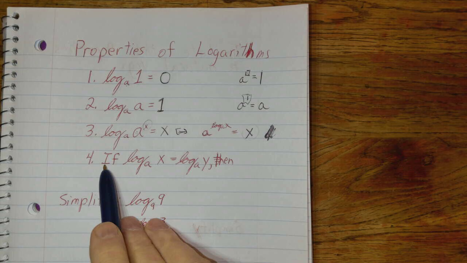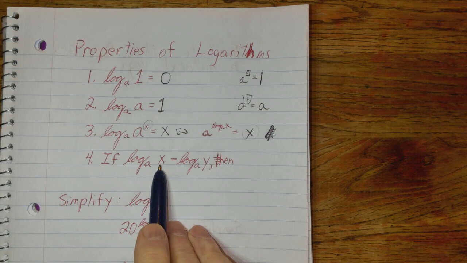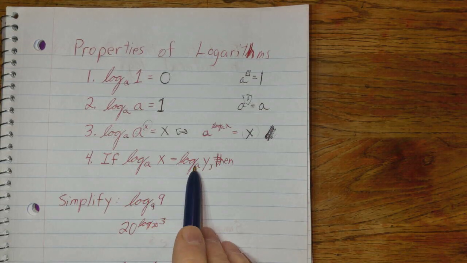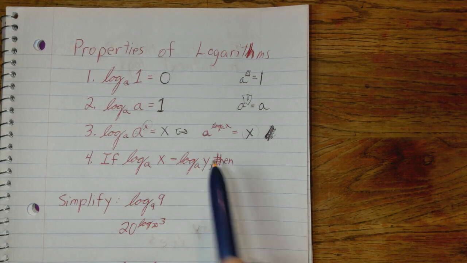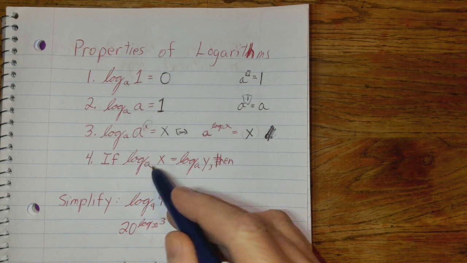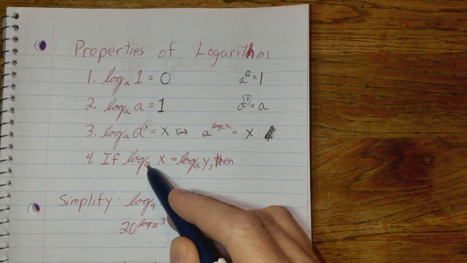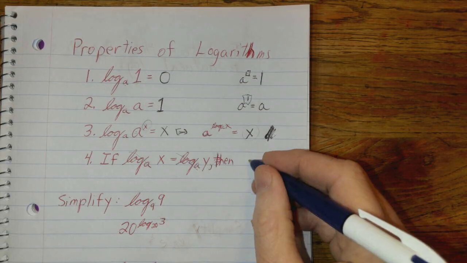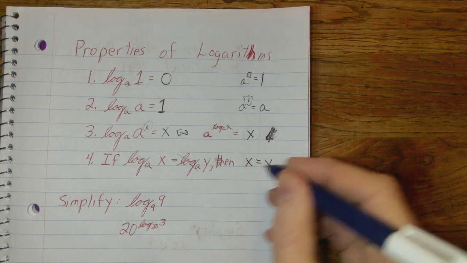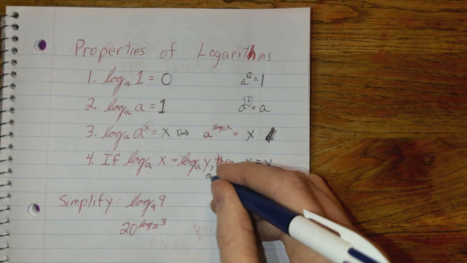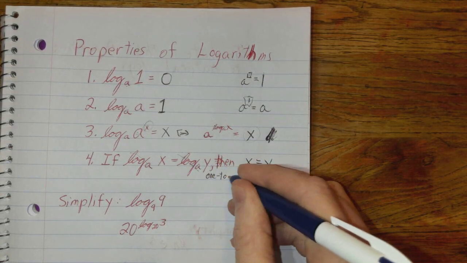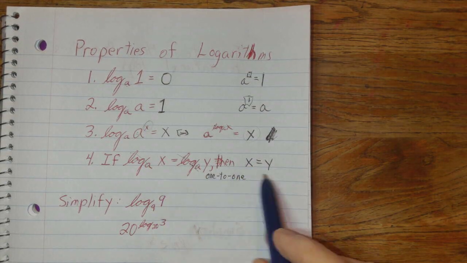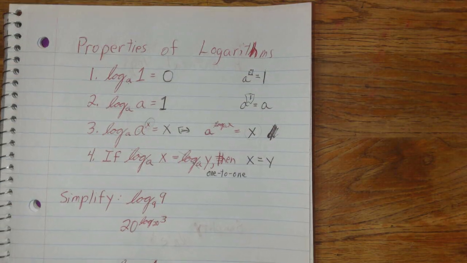Okay, let's get to this fourth one here. If the log base a of x is equal to the log base a of y, then this is called a one-to-one function. If we're doing the same thing to x and it equals the same thing we do to y, then x will equal y. And this is called a one-to-one correspondence.